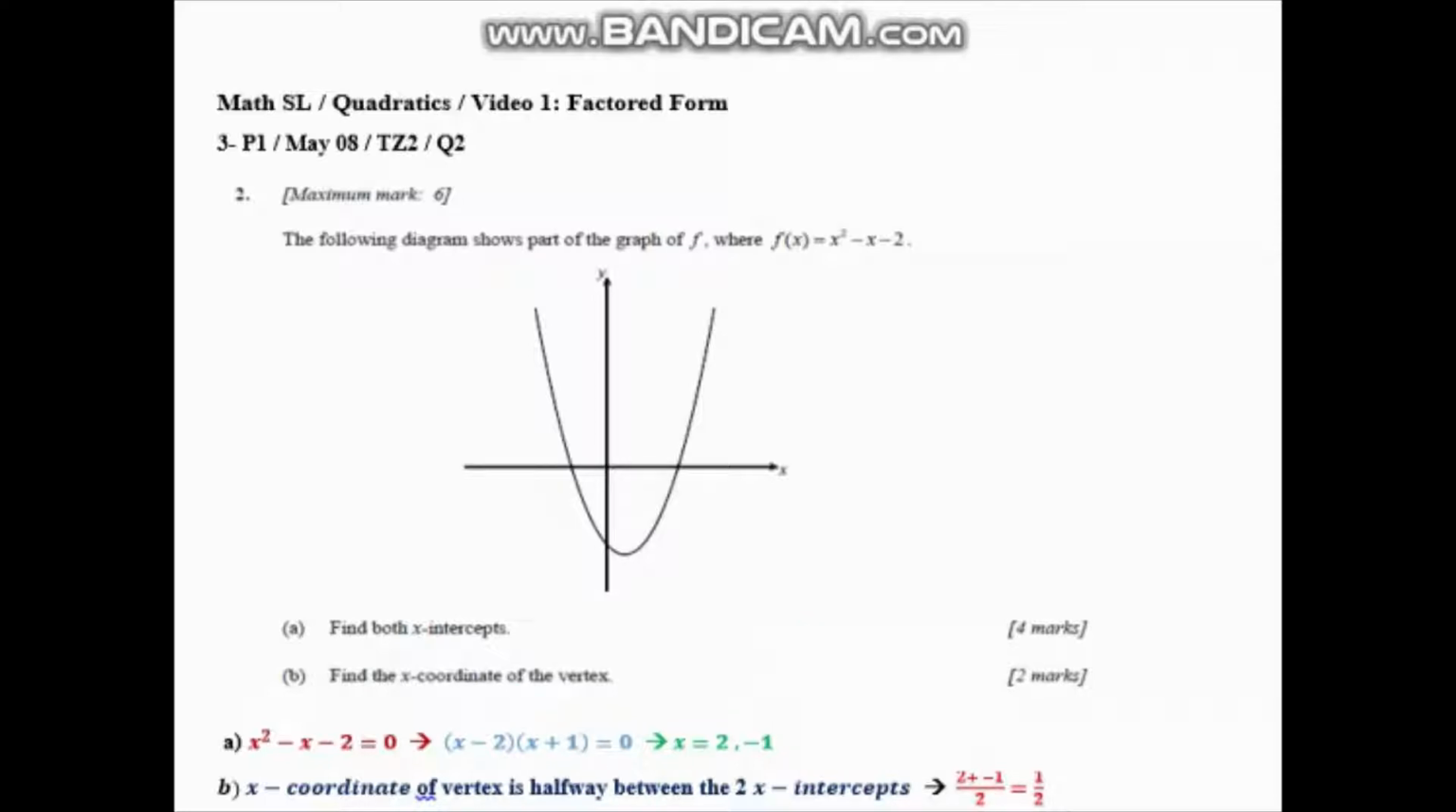So in question B, I'm required to find the x-coordinate of the vertex, and as we said before, the x-coordinate of the vertex lies halfway between the x-coordinates of the two intercepts. So I just need to average the two x-intercepts, which I found in A. So 2 plus negative 1 divided by 2 gives me half. Hence, the x-coordinate of the vertex is half. So take a minute to write this down if you will, and I shall begin the fourth and final question shortly.